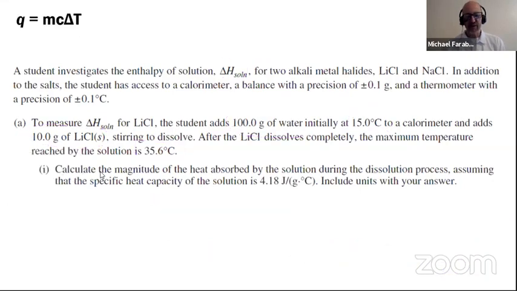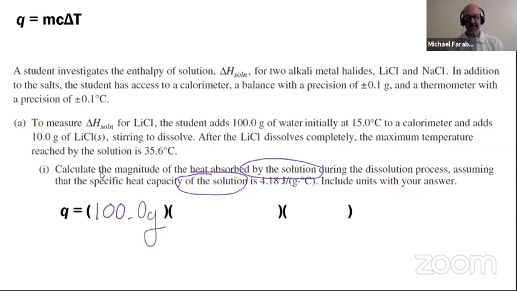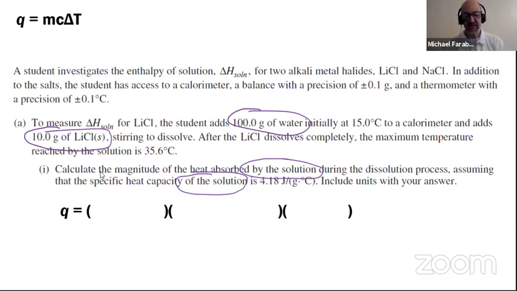Calculate the magnitude of heat absorbed. Let's use MC delta T. Now it does say by the solution, and they say the specific heat capacity is of the solution. So the most common mistake that students make is this. They put M as in mass of water. Well, that's not the solution, that's just the water. We still have a solution that contains both solute and solvent. So you have to consider the mass of the solution, not just the water.